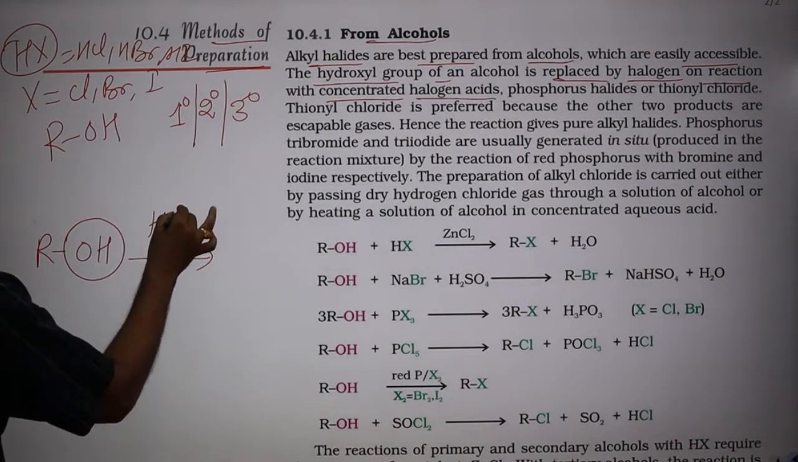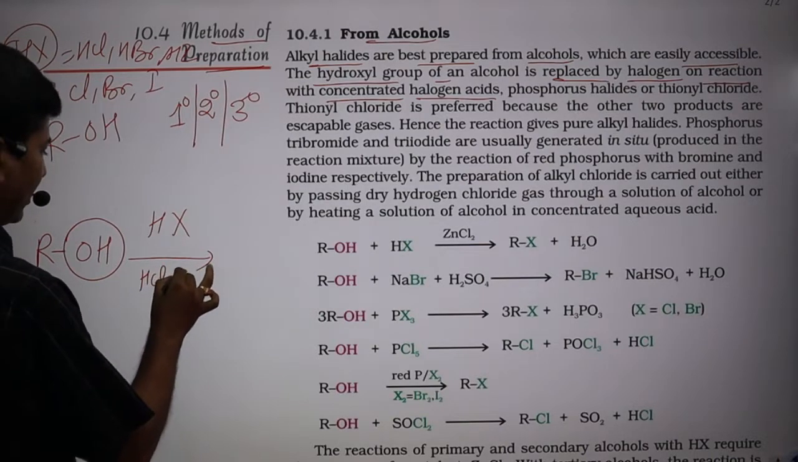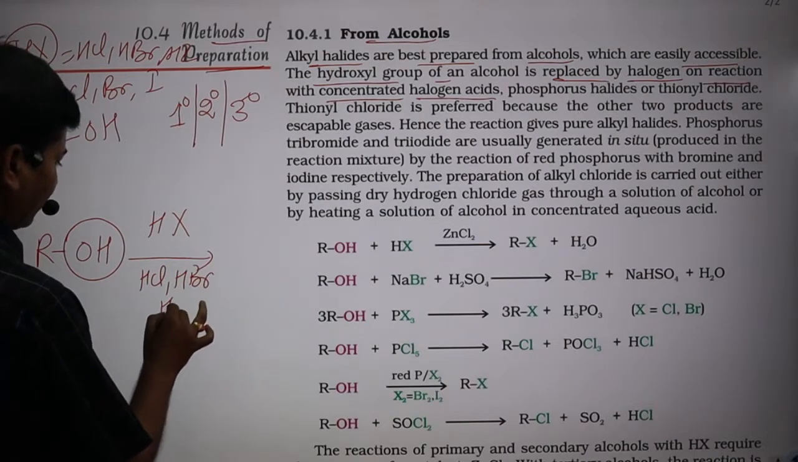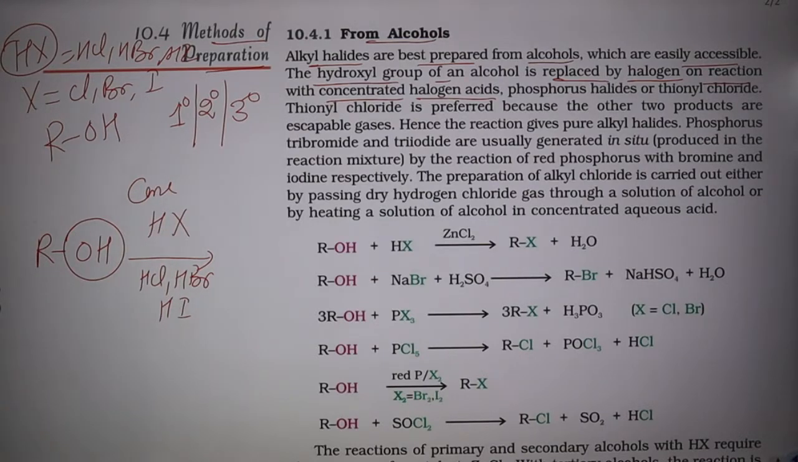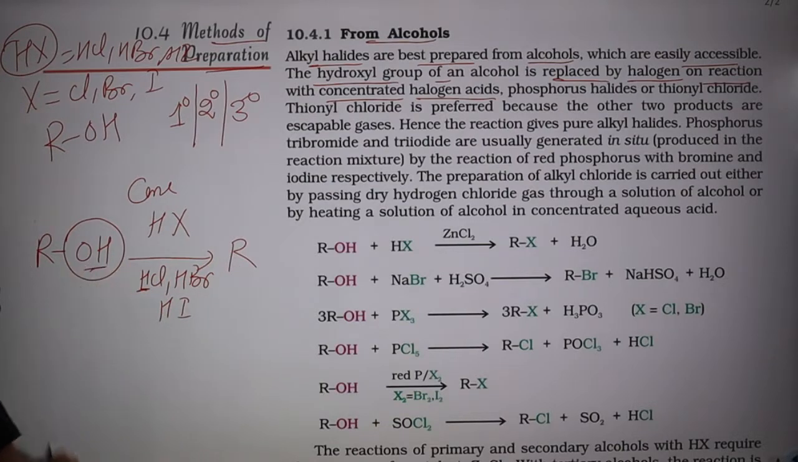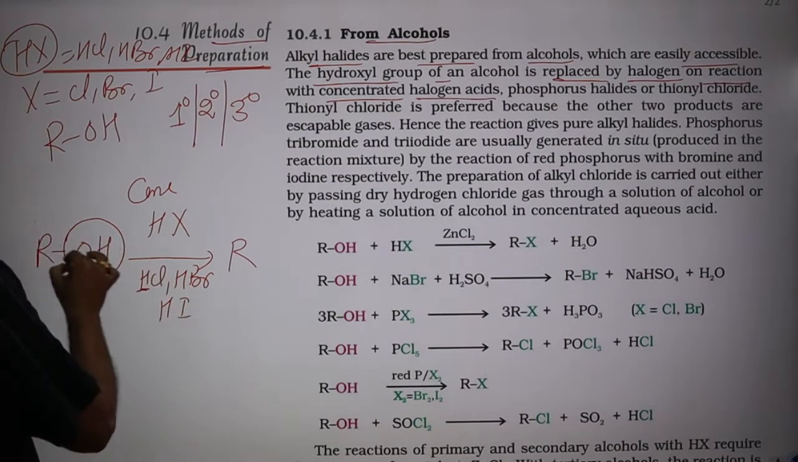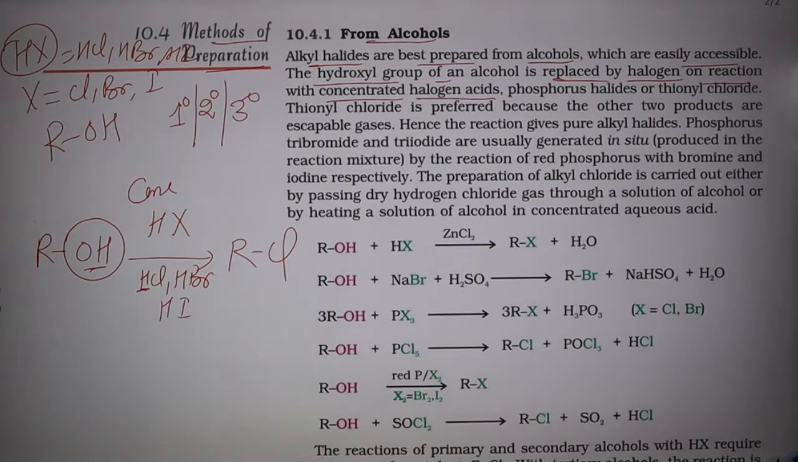So in this case, we can make it react with HX, hydrogen halide. Hydrogen halide in the sense it can be HCl, HBr, or HI. So we have to take concentrated acid. If I take HCl, what will happen? H and OH will be eliminated from here, and Cl will attach to the alkyl group, and we get alkyl halide. We have alkyl chloride. If I take HBr, alkyl bromide. If I take HI, alkyl iodide.